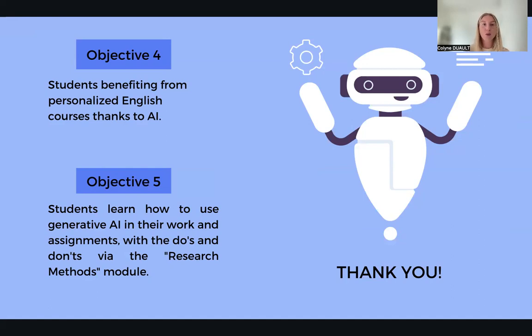The first year will be a transition year, and after each course, students will be invited to give their feedback via a survey. Finally, our last objective is for students to learn how to use generative AI in their work and assignment with the do's and don'ts via the research method module. Today, there is an urgent need to change and adapt to the arrival of this innovation. So we need the team in charge of the research method module to be ready to adapt.